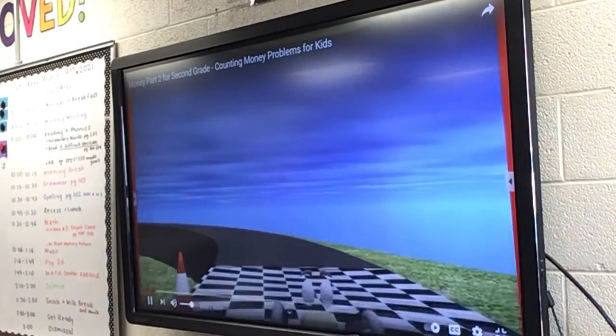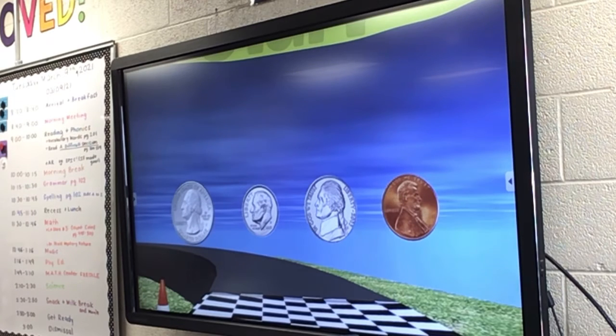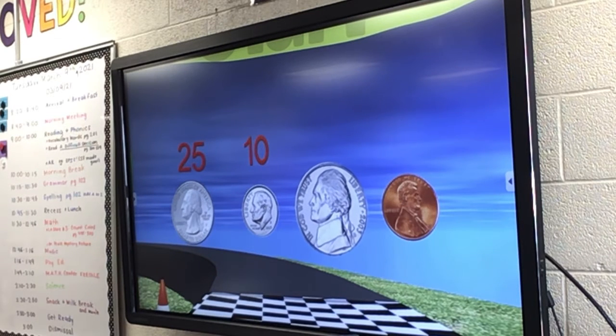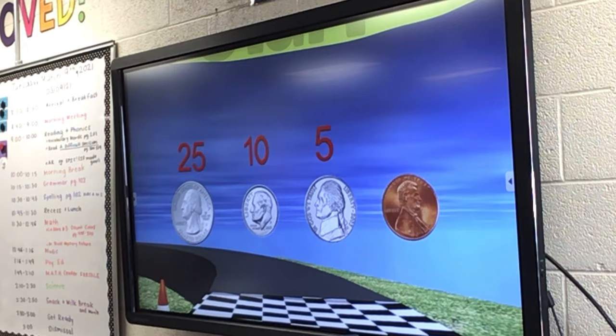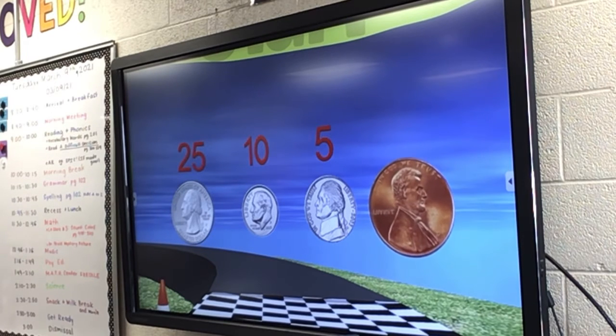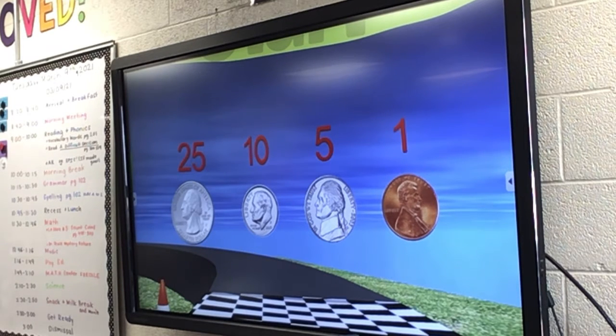Before we get started, let's review the value of these coins. This coin is called a quarter, and it is equal to 25 cents. This next coin is called a dime, and it is equal to 10 cents. This coin is called a nickel, and it is equal to 5 cents. The last coin is called a penny, and it is equal to 1 cent.